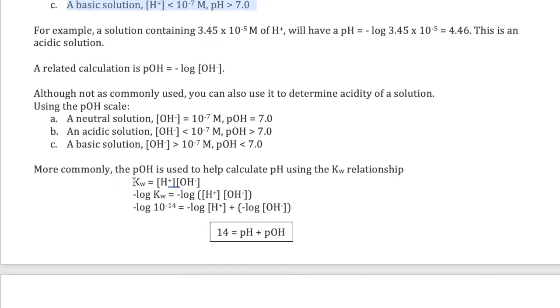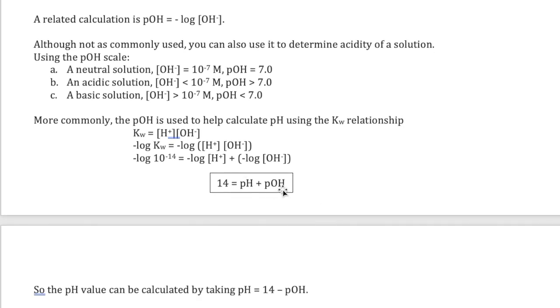Now here's the part that's useful though. Remember I said earlier that the Kw is always constant, and as a matter of fact, the Kw is just the product of the H+ times the OH- concentration. So you can derive a formula by taking the negative log of both sides of this equation. Keeping in mind that Kw is always 10^-14, if you take the negative log of 10^-14, you get 14, and the negative log of H+ is just pH, and the negative log of OH- is just pOH. So that tells you that pH and pOH always add up to 14. So if you know the pOH value, you can calculate the pH value, or if you know the pH value, you can calculate the pOH value.